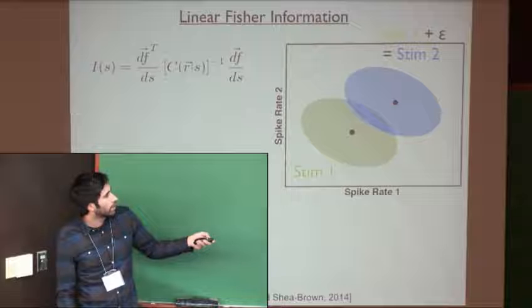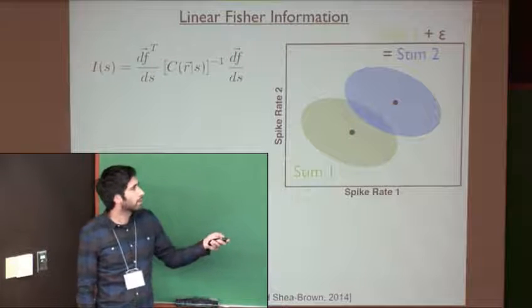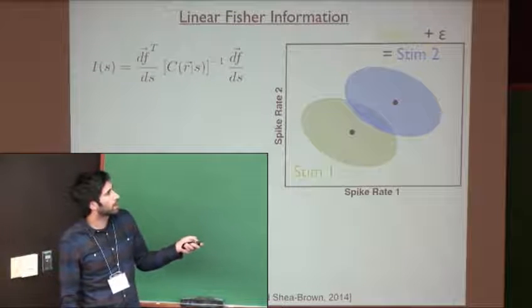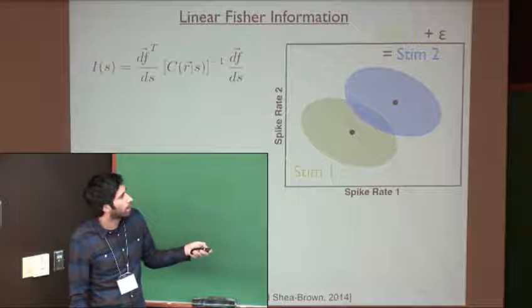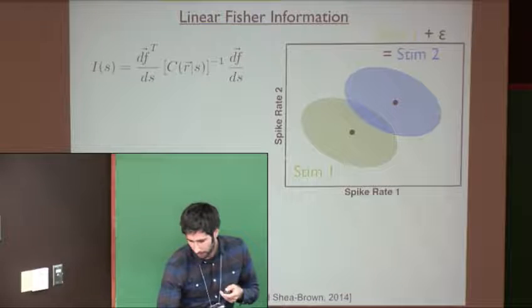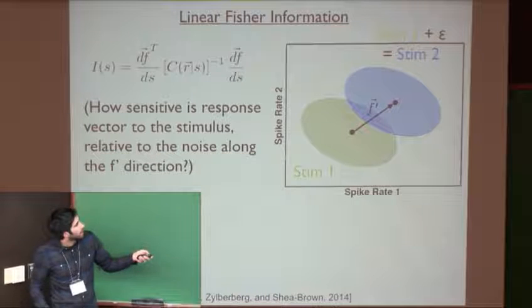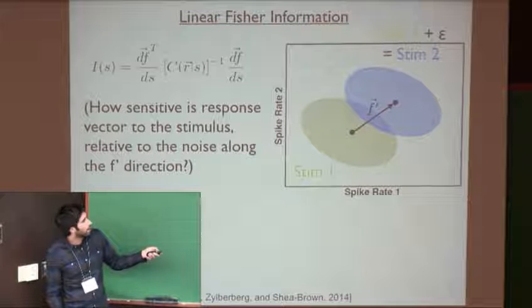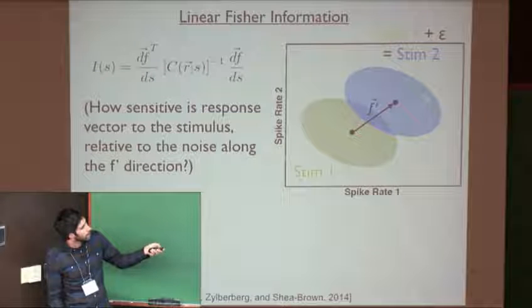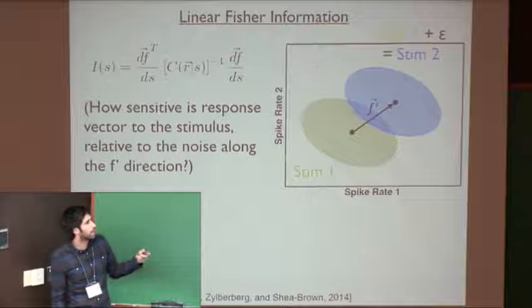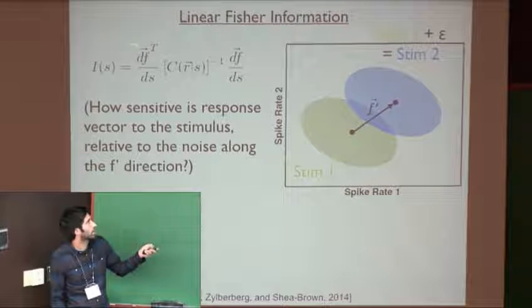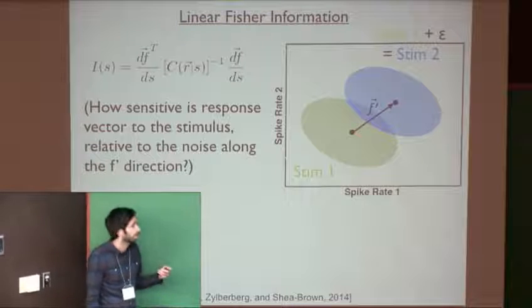We imagine that we showed some stimulus, stim1, and got some set of responses defined by this green ellipsoid. We then present some other stimulus, stim2, and get some other ellipsoid of responses. And we'll imagine the two stimuli are similar, so it's a small change in the stimulus. What the Fisher information tells us is how sensitive the responses are, so how much the centers of these clouds, or the mean responses, change relative to the amount of variability in the responses along this direction. And you can see this formally by diagonalizing the covariance matrix, considering projections of these things onto the eigenvectors of the covariance matrix, and so on.